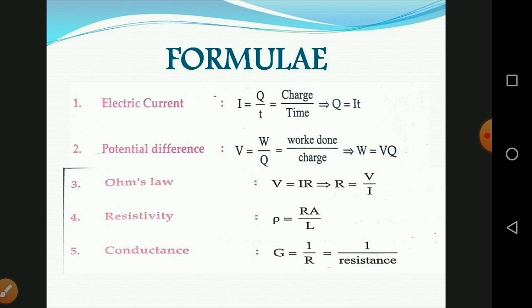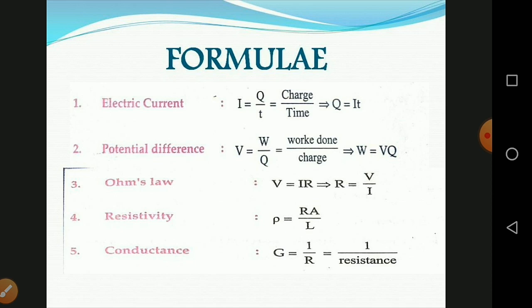And then Ohm's law, its unit is ohm, and Ohm's law is V is equal to IR. If you find R, it is V divided by I. Suppose if you find I, it is V by R. And the next one is resistivity. The unit of resistivity is ohm meter. Resistivity rho is equal to RA by L, that means resistance into area of cross section divided by length.